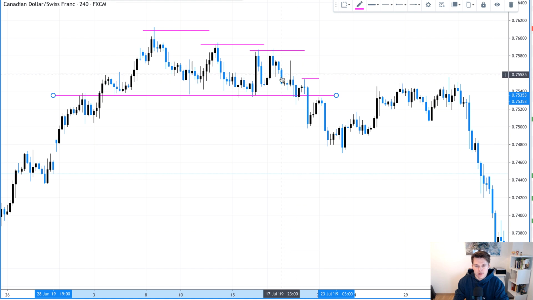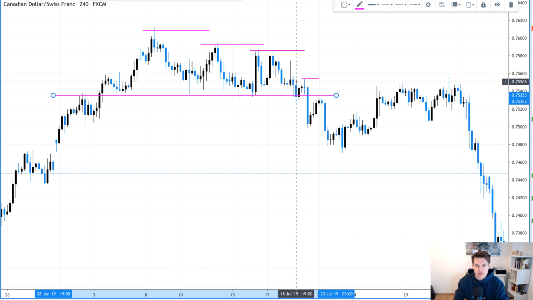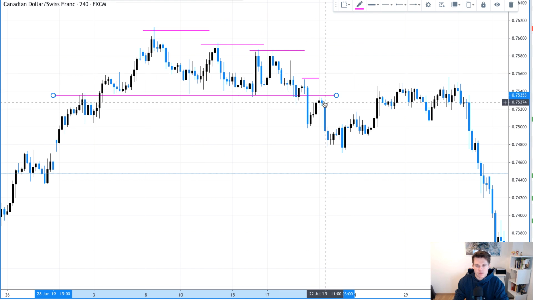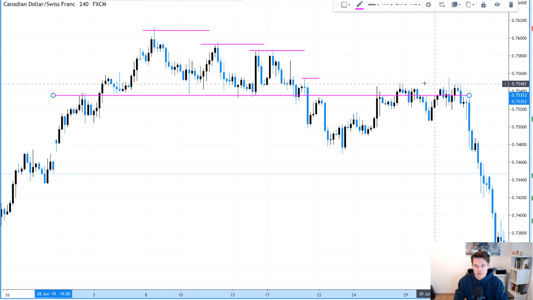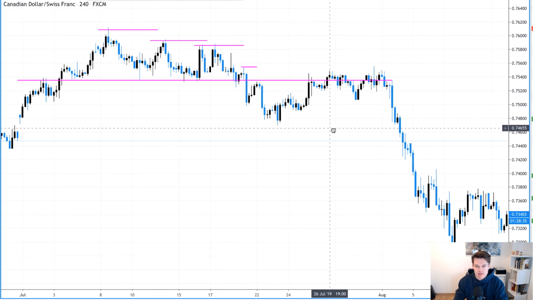You can see that we have a very nice rejection candle as well. A double top here, lower highs, everything is really coming together. The breakout and then the retest. Obviously the market didn't sell off a lot immediately. It came back once again to take out all the break-even stops, and then the sell-off happened.